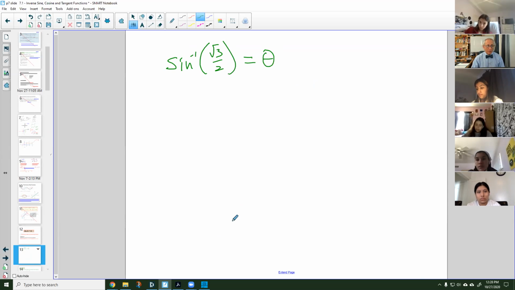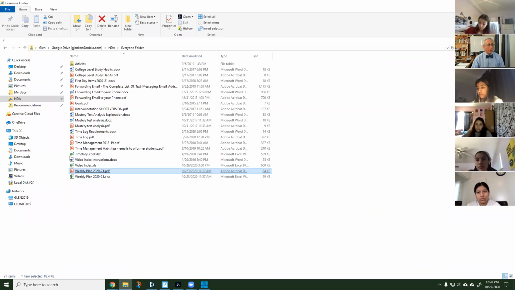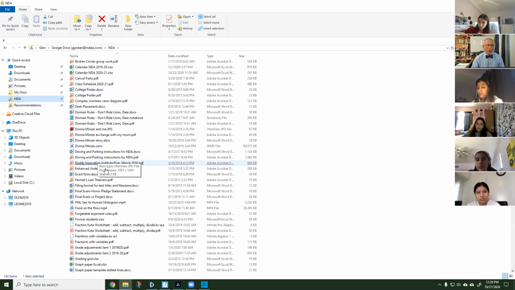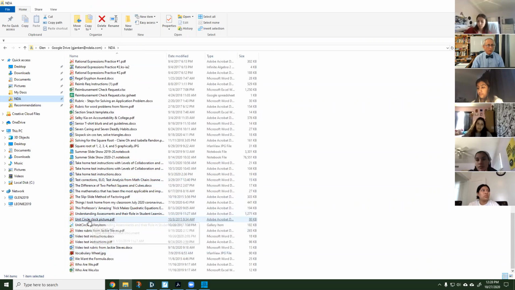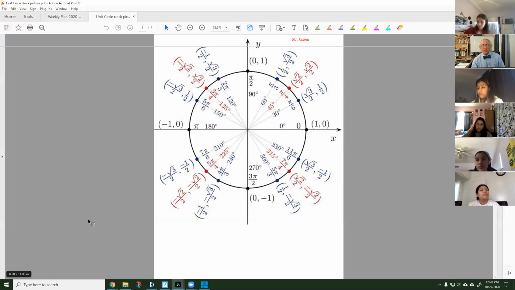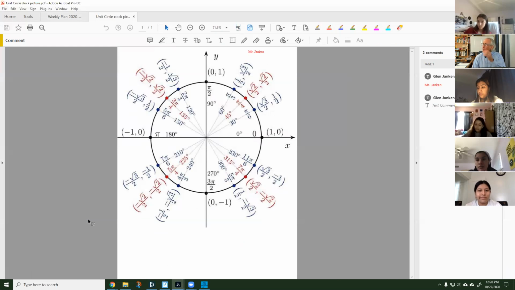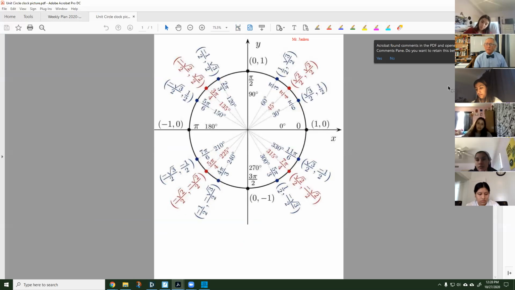Well, I'm going to do that like this. And now everybody's allowed to use this any time, right? I'm going to go to my unit circle. You all have this. This is my unit circle clock picture, right? You can use this. You're allowed to use this on tests, on homework. Any time you want to use this, you're welcome to use it. And so I need to find out what angle has a sine value of radical 3 over 2.